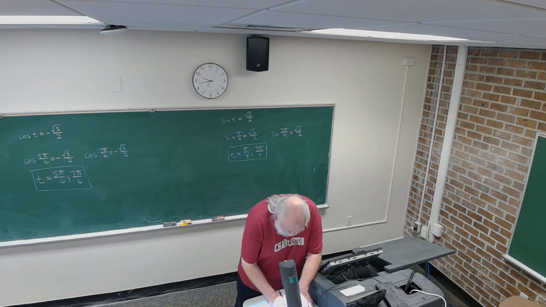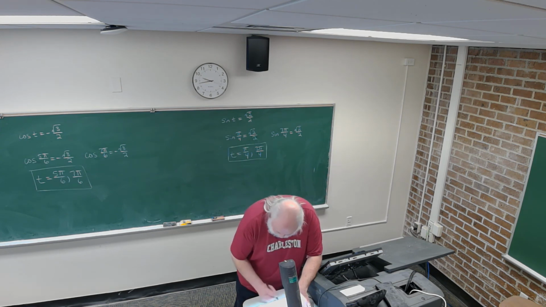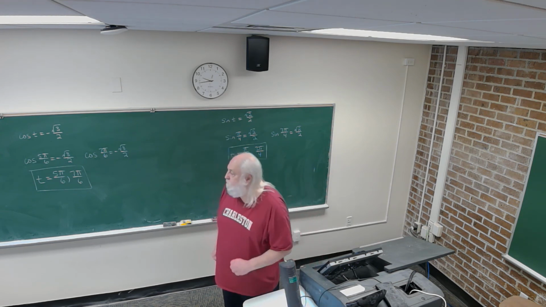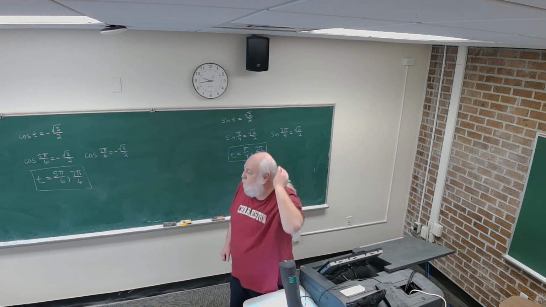So pi over 2, the amount of the horizontal shift, is actually called a phase shift. Any questions on that?